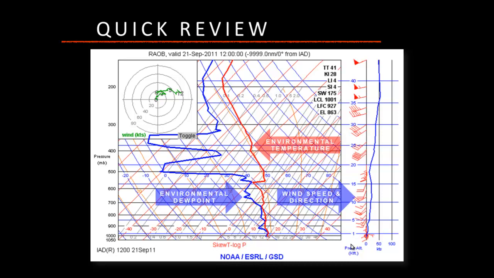All right, so just a quick review. We have our red squiggly line here, and that's the environmental temperature that's plotted from a radiosonde or possibly from a forecast model. And then we have our environmental dew point, that's the squiggly blue line there, again plotted from a radiosonde observation, weather balloon launch, or potentially a model forecast sounding. And then we have our wind speed and direction.